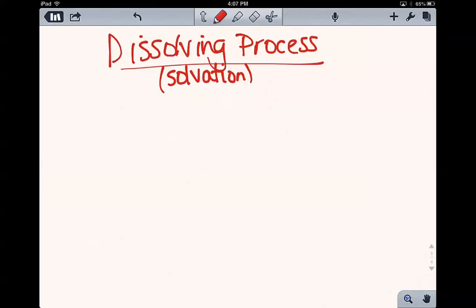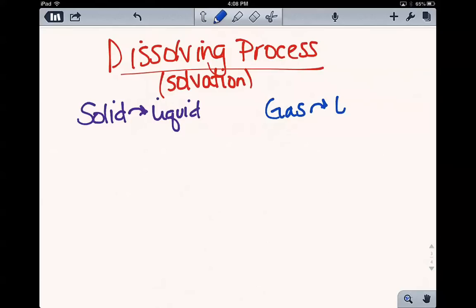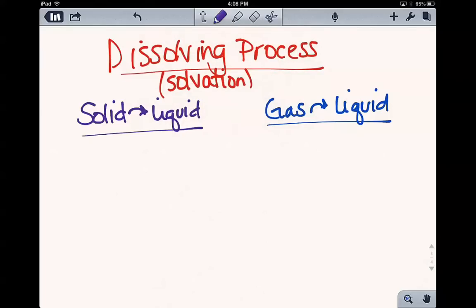Well, that depends. And what it depends on is, are you dissolving a solid in a liquid, or are you dissolving a gas in a liquid? Because it's a different process. So the way that it works, we're going to start with a solid and a liquid.